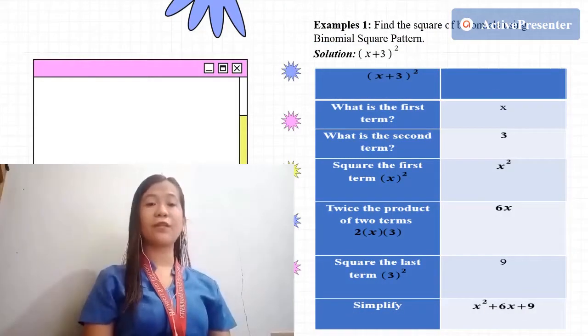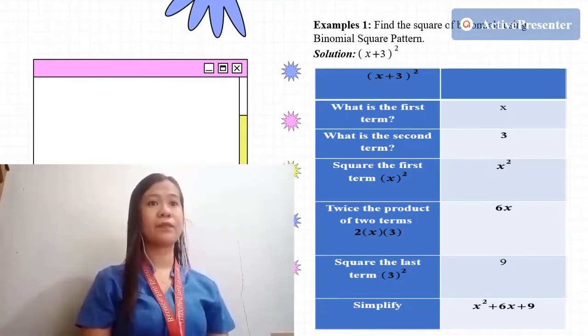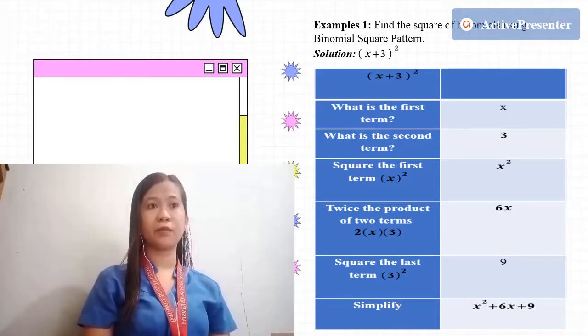So let us have an example. Find the square of the binomial using the binomial squared pattern. Here we have the quantity of x plus 3 squared. For our solution, first let us identify the terms. The first term is x. The second term is 3. Now, let us find the square of the first term. So we have x squared. Then, twice the product of the two terms.